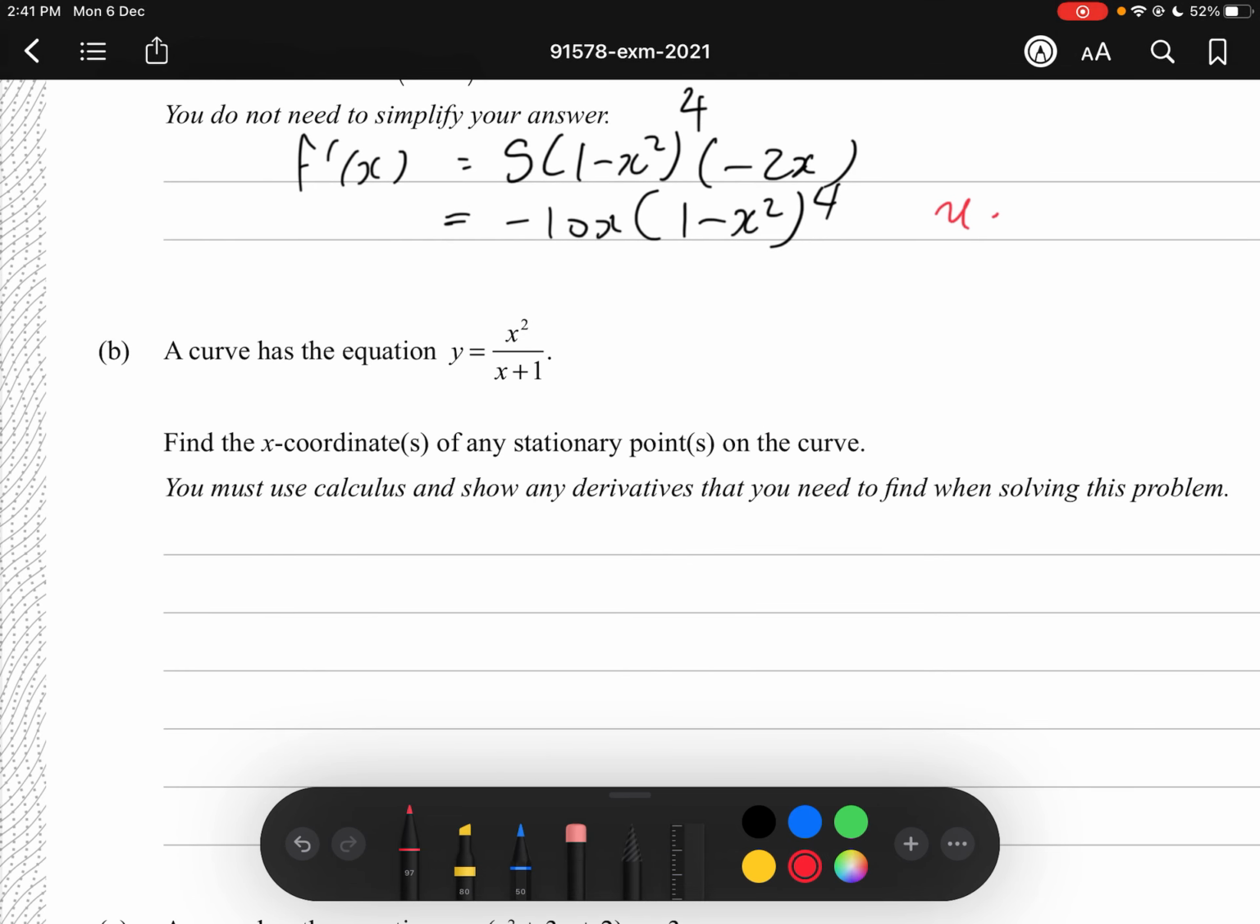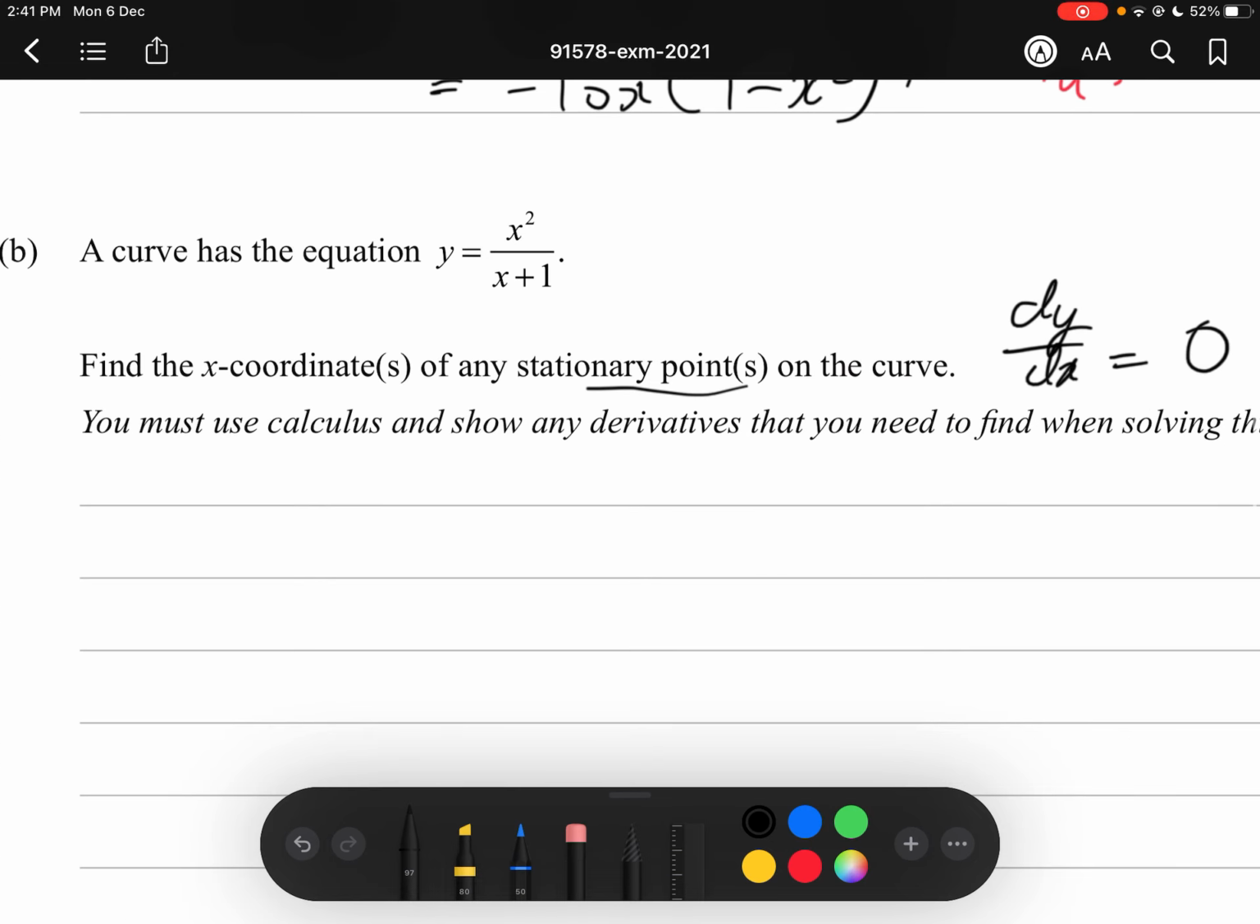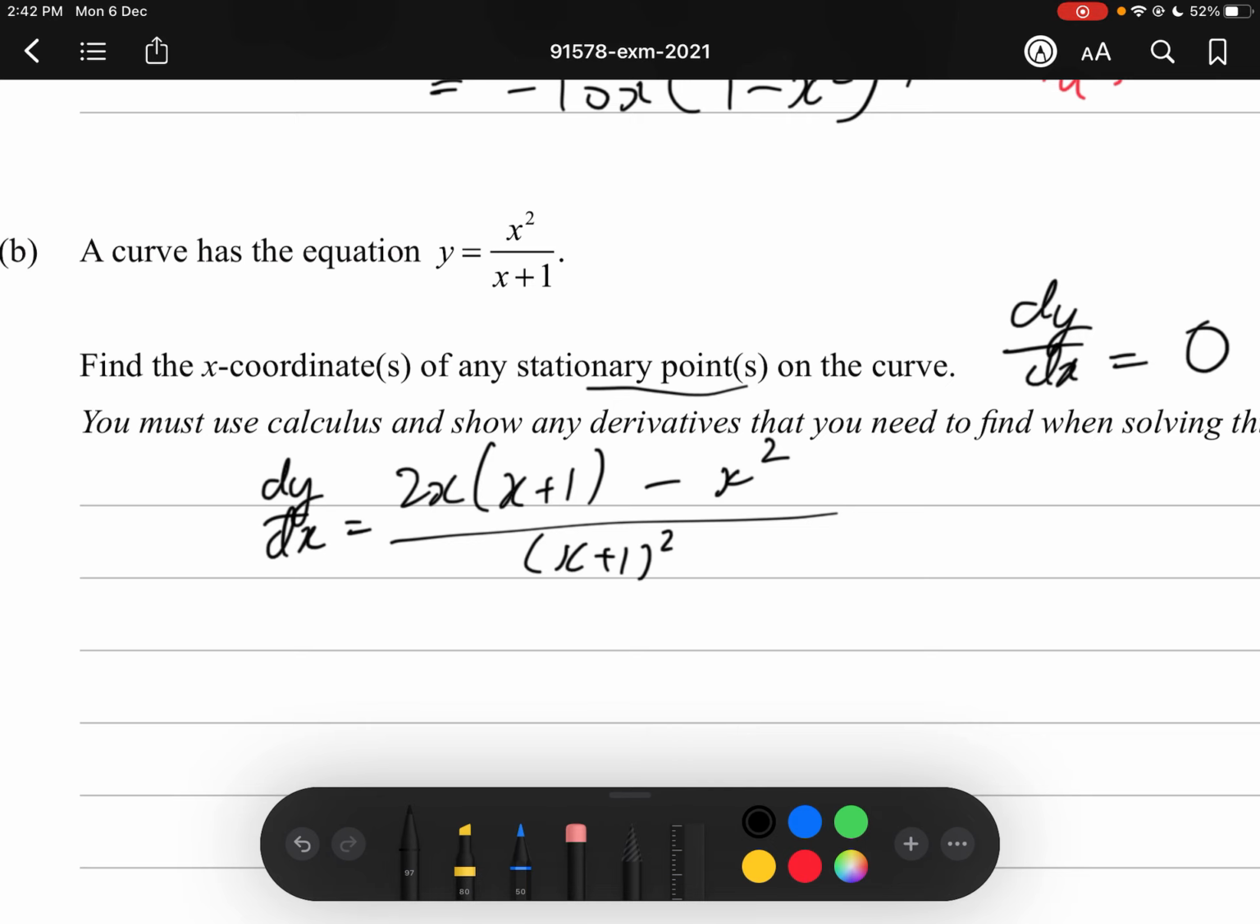A curve has the equation y equals x squared over x plus 1. Find the coordinates of the stationary points on the curve. So once again, stationary points, that's dy over dx equals 0. In this case, we're going to use the quotient rule. So dy over dx is equal to the derivative of the numerator, 2x, multiplied by the denominator, x plus 1, minus the derivative of the denominator, which is just 1, times the numerator, x squared, all over the denominator squared.